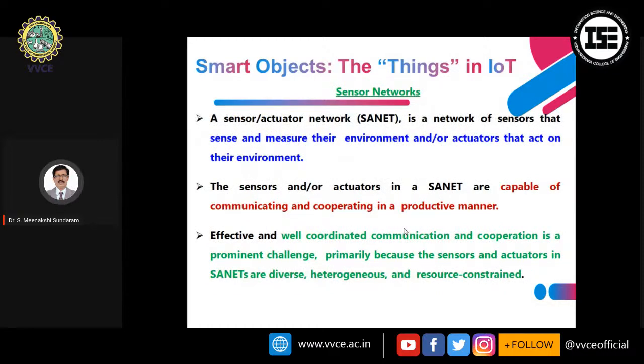Next, we will understand about sensor networks. A sensor or actuator network, we call it the SANET. A sensor actuator network is a network of sensors that sense and measure their environment and actuators that act on their environment. The sensors and actuators in the SANET are capable of communicating and cooperating in a productive manner. What we expect in sensor networks is well coordinated communication with cooperation, which is the prominent challenge, where the sensors and actuators in a SANET are diverse, heterogeneous, and resource constrained.